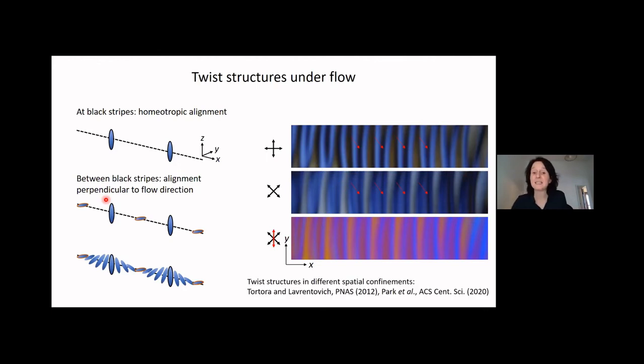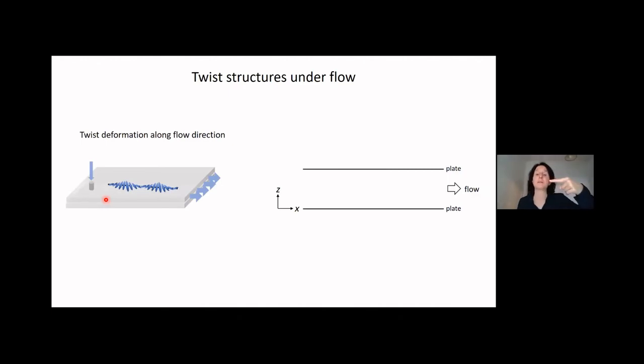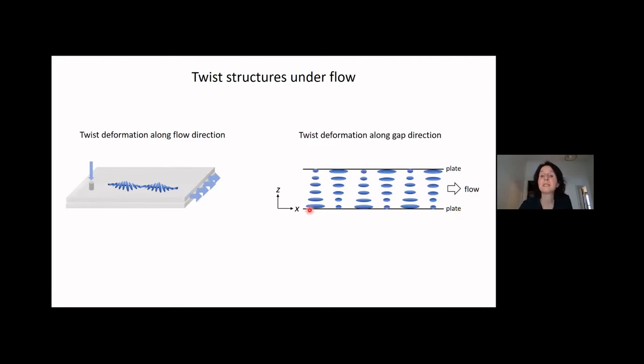Such twist-like structures have been seen previously under very strong spatial confinement. What our experiments show is that they can also form in the absence of strong spatial confinement, but under weak flows. Now, there's a twist deformation along the flow direction. But in order to see the entire director field, we also need to look at what happens in between the two plates. And quite remarkably, we see that in between the two plates, there's also an alternating twist deformation along the gap direction.